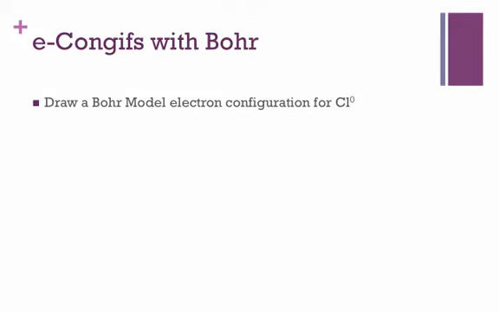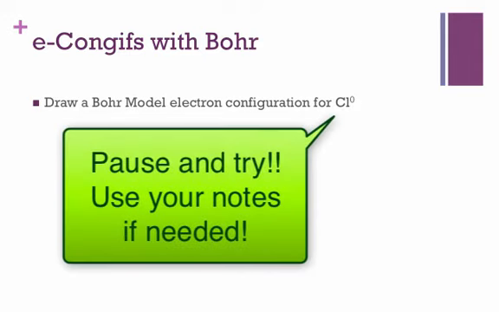So to start us off, I want you guys to remember how to do electron configurations with the Bohr model. What I'd like you to do is draw me a Bohr model for the electron configuration of a chlorine atom with a charge of 0. Pause the video. Take a few minutes to give this a try on your own. We'll go over the answers in a second.